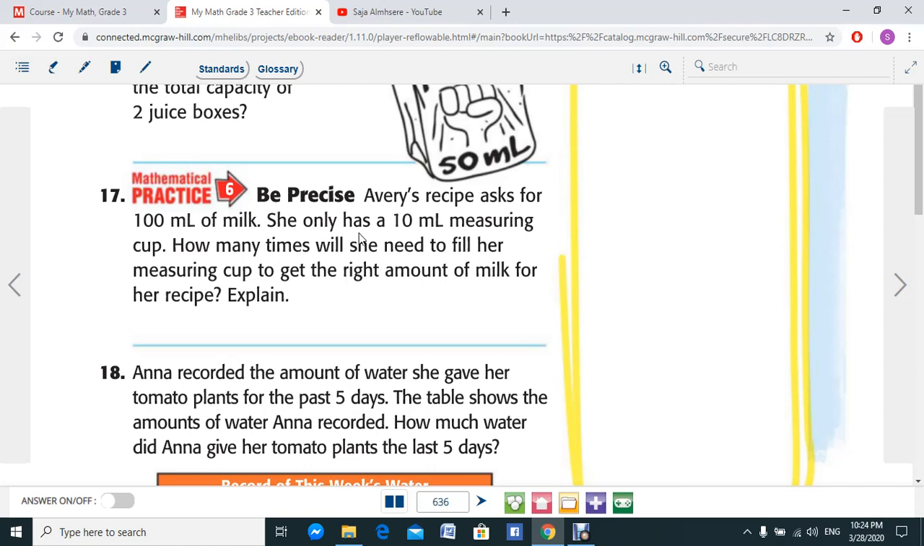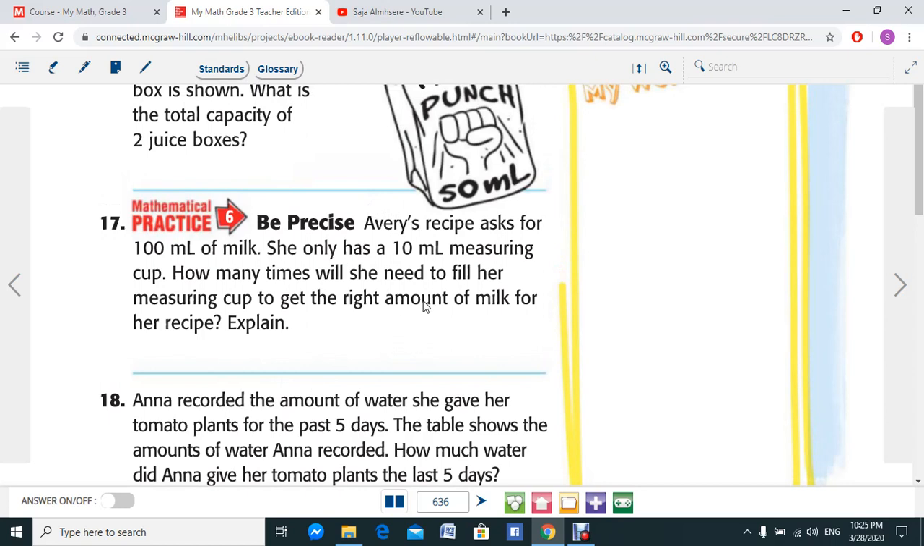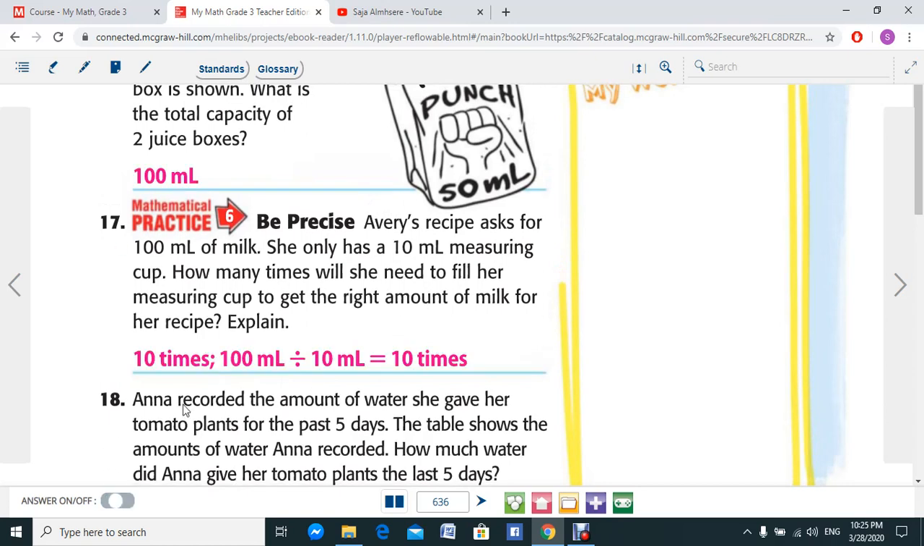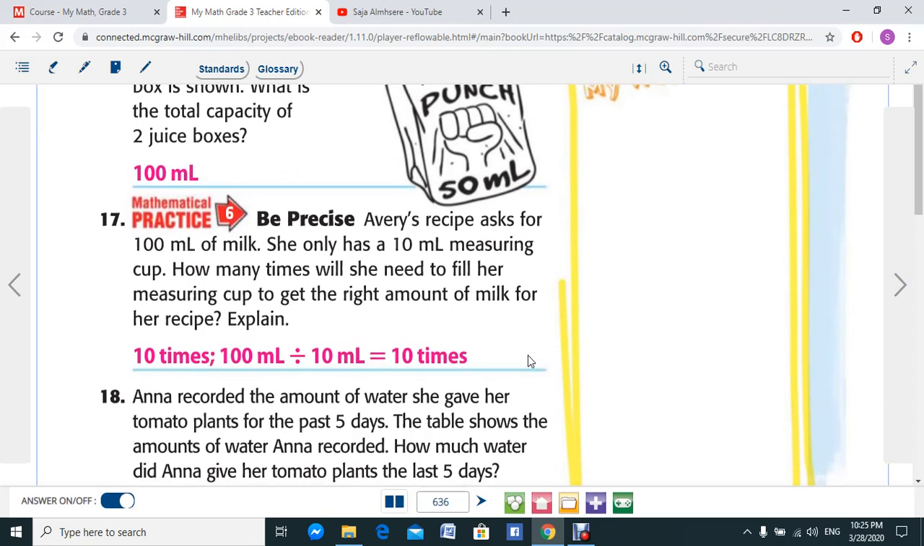Yes, we can put 10, 10, 10 until we reach 100 milliliter. So how many times will she need to fill her measuring cup? How can we count this? Yes, by dividing 100 milliliter by 10 milliliter, which is the measuring cup, we will know how many times she can put 10 to reach 100, and the answer is 10 times. Okay, is it clear?